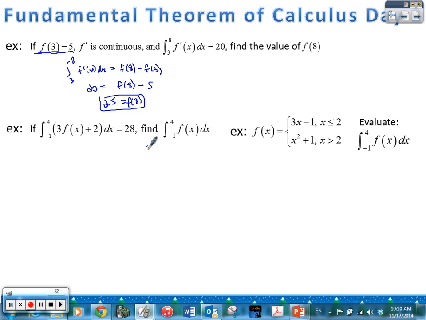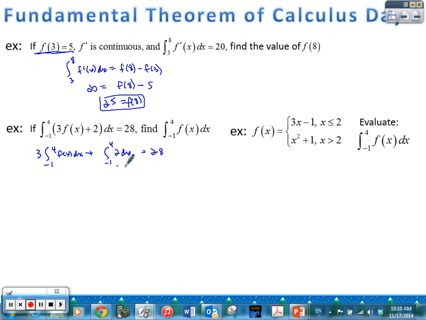So let's use our integral rules. We know that we can split it apart by addition. We also know that the constant 3 can be pulled outside. And please note that the 3 does not affect the 2. It's only affecting the f of x. So my first step is going to be to pull it all apart. I have 3 times the integral from negative 1 to 4 of f of x dx plus the integral from negative 1 to 4 of 2 dx, and that's supposed to equal 28. Okay? Is that okay? So we're pulling it all apart.